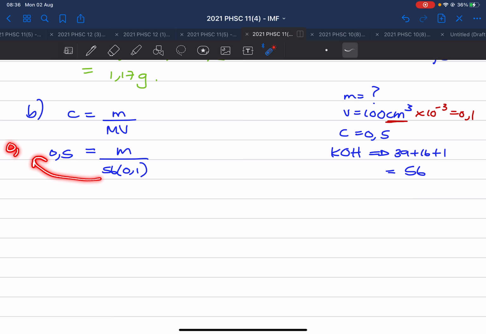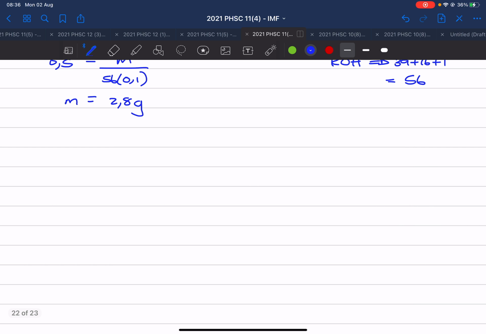We take it to the other side and we multiply with it. Right, so we have mass is equal to 2.8 grams. Okay, question 3 is a bit more difficult.